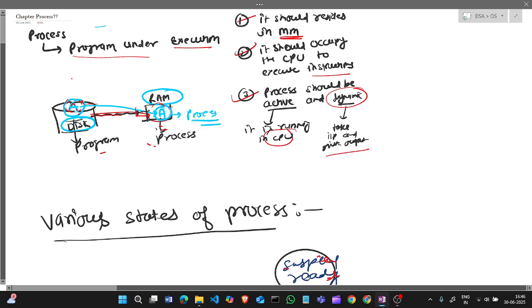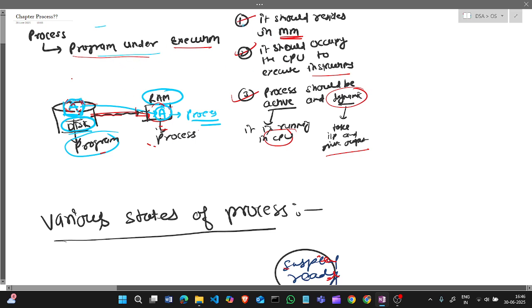Same here. If A is in the disk, it is called a program, and if A is brought to RAM, then A is called a process. So a program under execution is called a process.